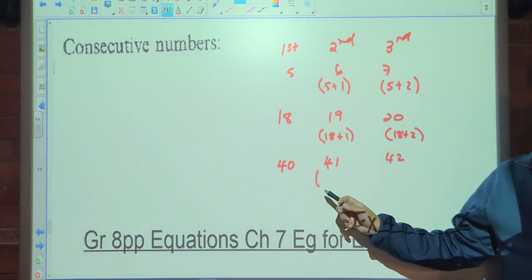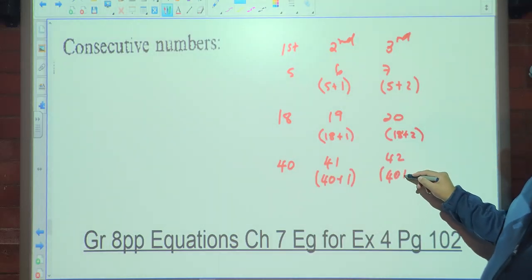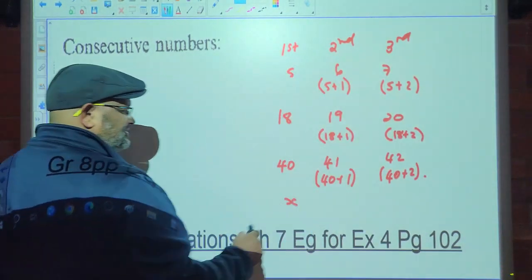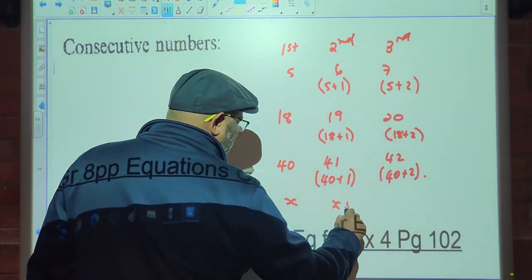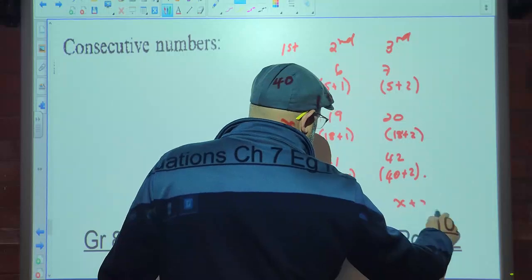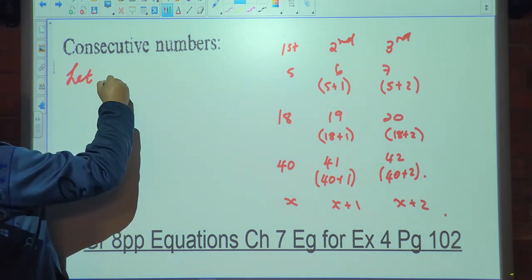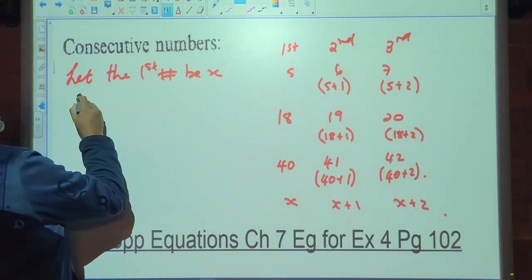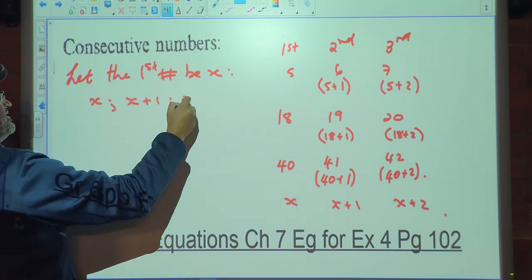So what is this going to be? 40 plus 1 and then 40 plus 2. So if we choose the first number to be x, what will the next number be? x plus 1 and x plus 2. Can you see that, people? So what do we say? We say let the first number be x. Then what are my consecutive numbers? x, x plus 1, x plus 2.